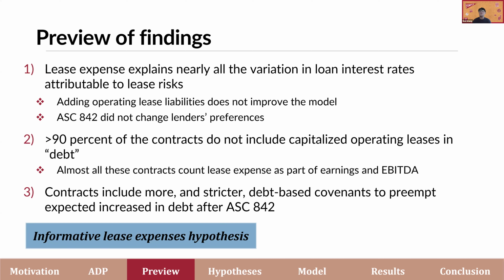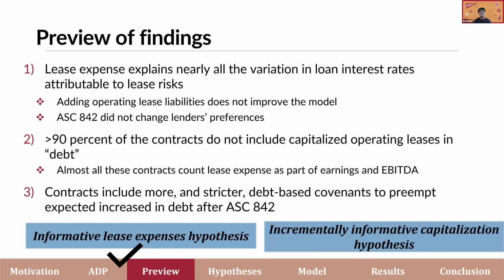So in general, our results are consistent with the informative lease expense hypothesis. That is, lease expense is informative enough. And it is inconsistent with what we call the incrementally informative capitalization hypothesis.